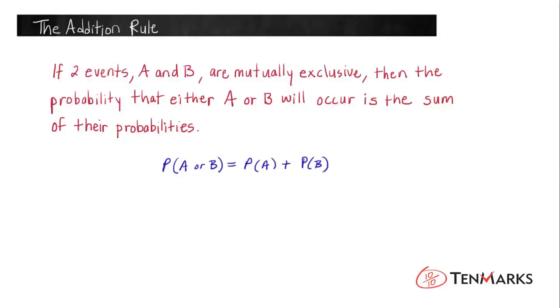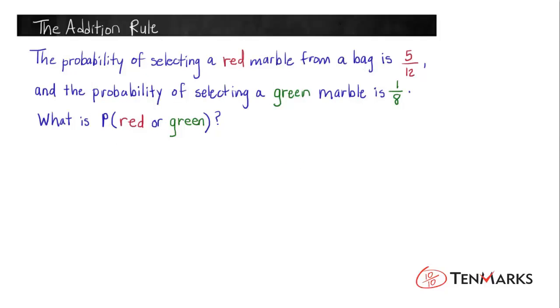Let's take a look at a few problems and see how this works. When reaching into a bag of marbles and randomly selecting a marble, the probability of getting a red marble from the bag is 5 out of 12, or 5/12, and the probability of getting a green marble is 1/8. What is the probability of getting a red or a green marble?